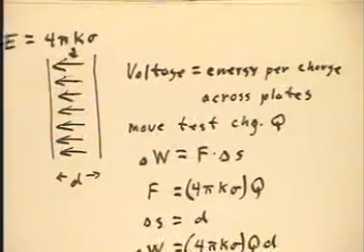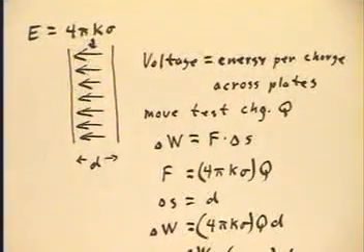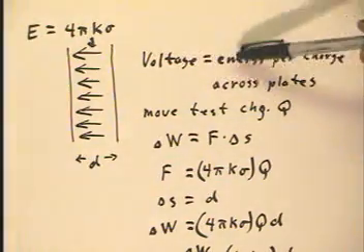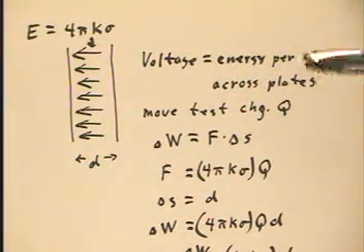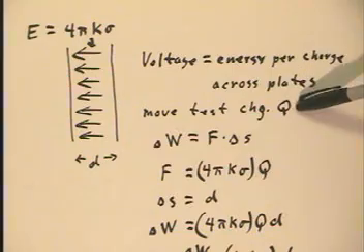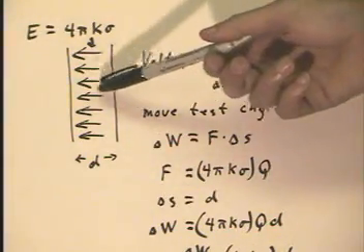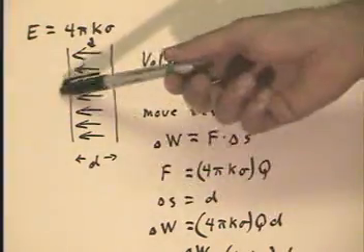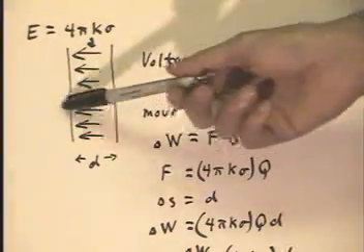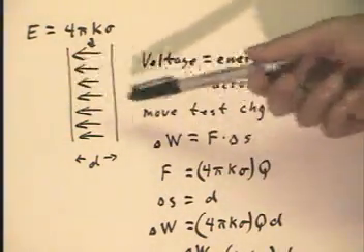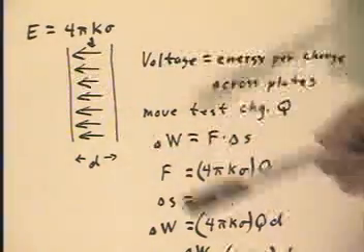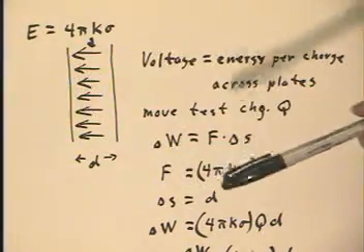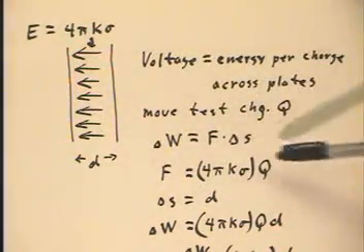Now what we want to do is calculate the voltage between the plates of the capacitor. Now what's the voltage? It's the energy per charge as we move across the plates. If we move a test charge Q from one plate to the other, let's say from the negative to the positive plate moving against the electric field, we'll do positive work. If we go from the positive to the negative with a positive test charge, we will have to do negative work. The field will do positive work on the charge.